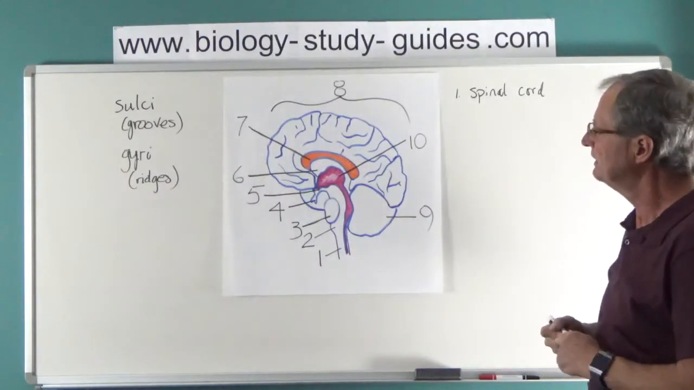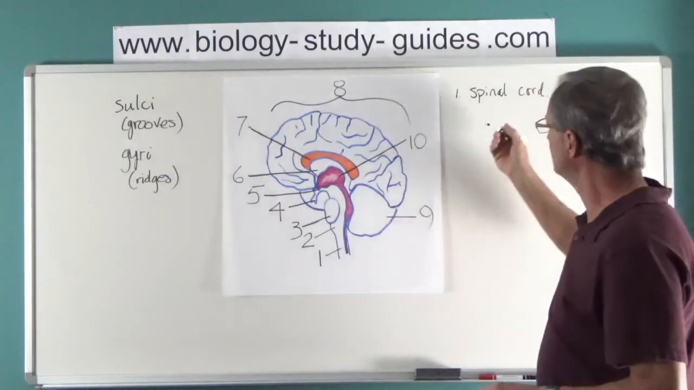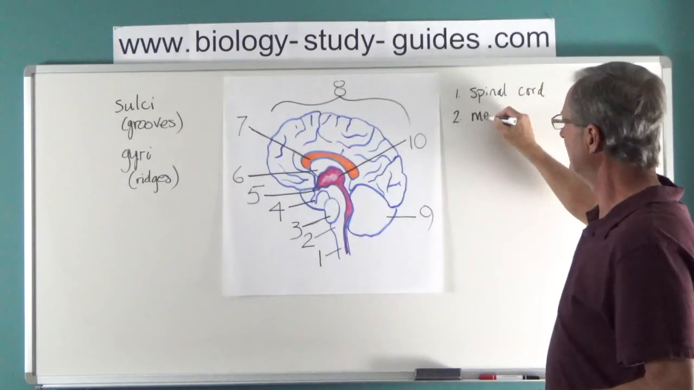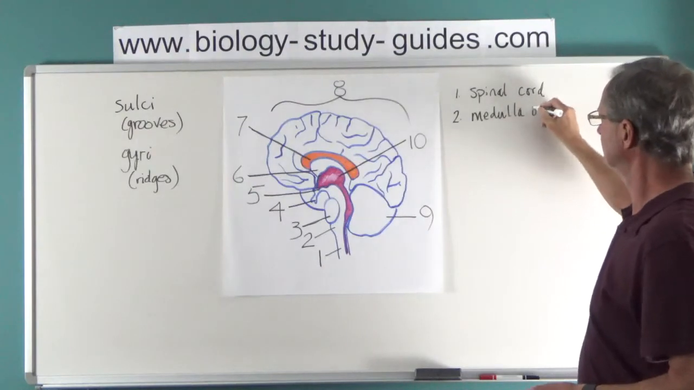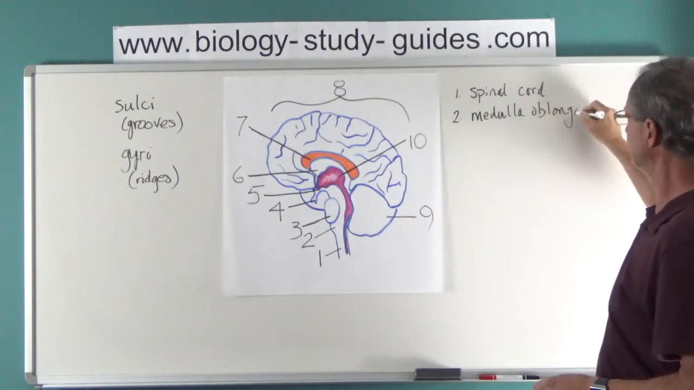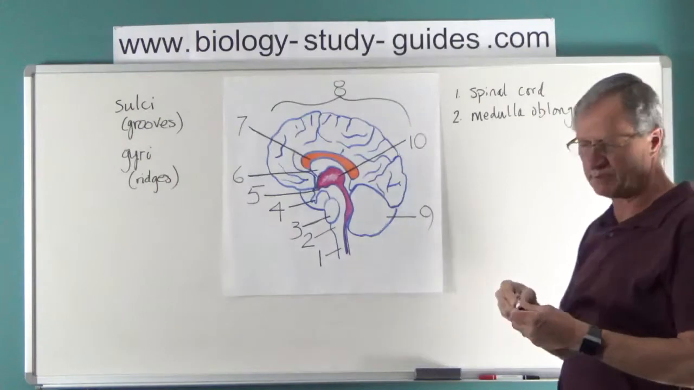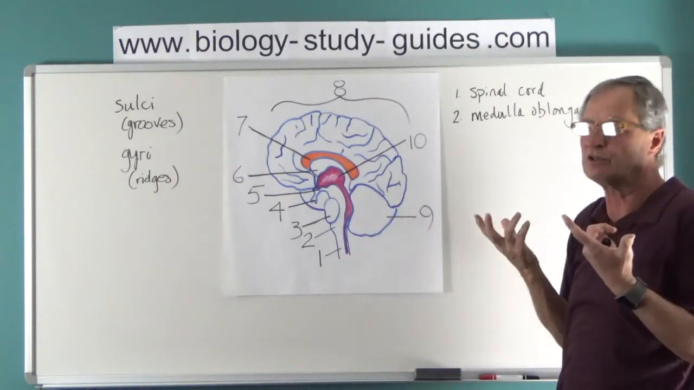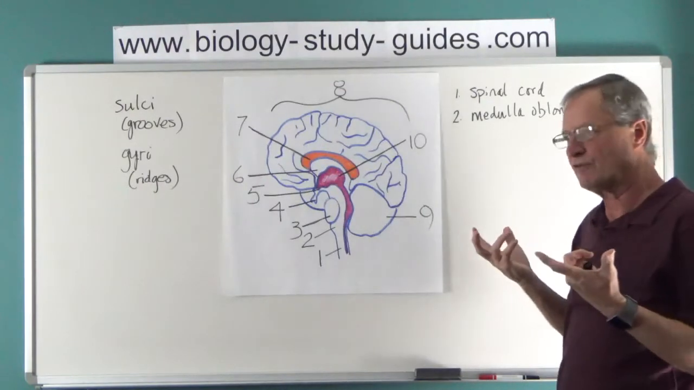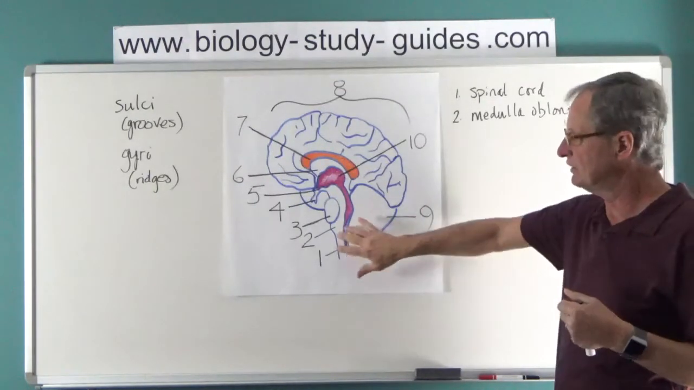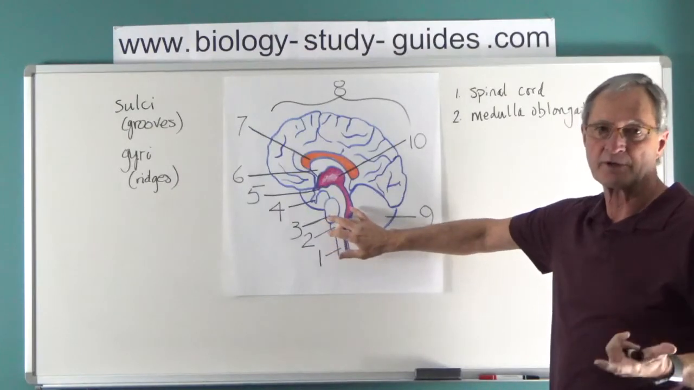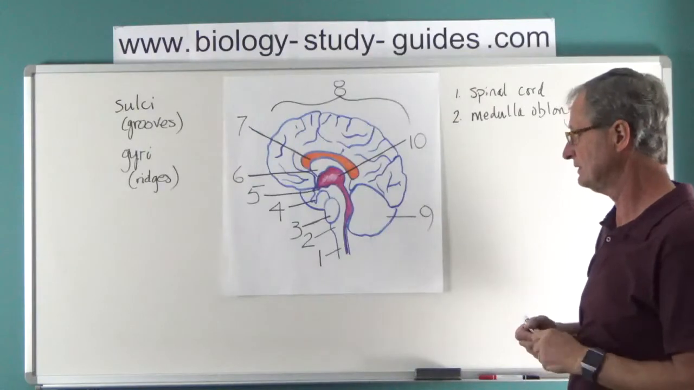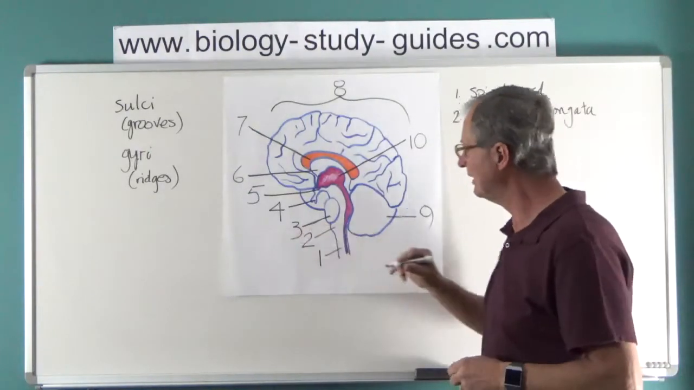The number 2 on here is the medulla oblongata. We've already encountered the medulla oblongata. It's a reflexive center. It responds to internal messages in your body. For example, breathing. It's sensitive to the increasing concentrations of carbon dioxide and hydrogen gas and causes inhalation. This area here is the pons.